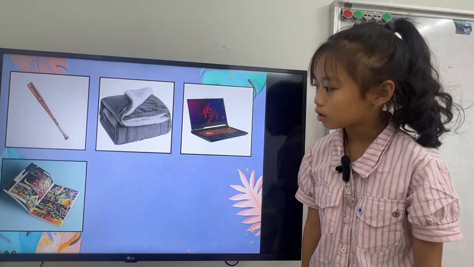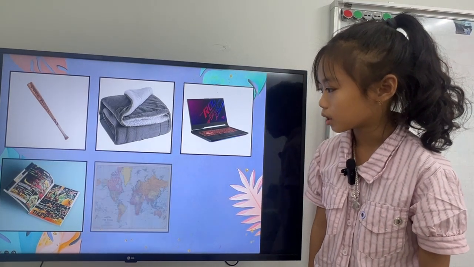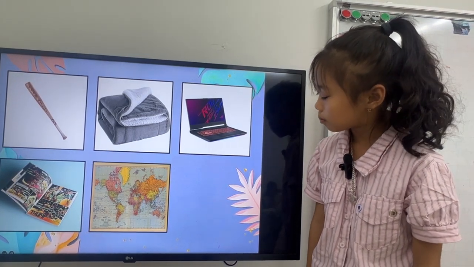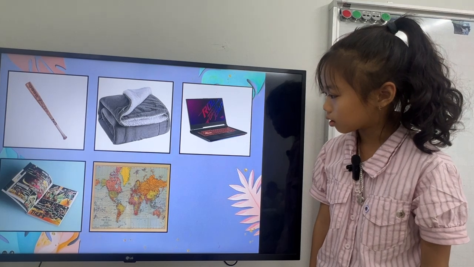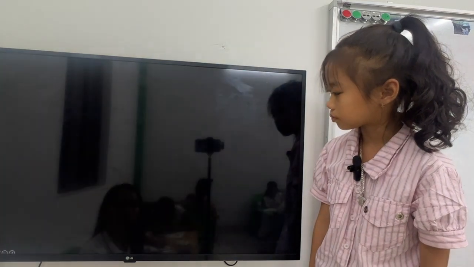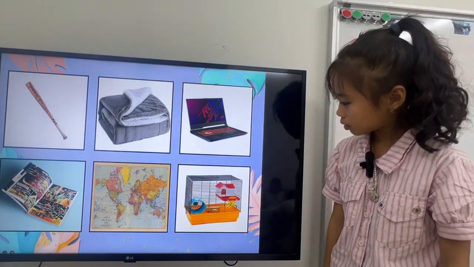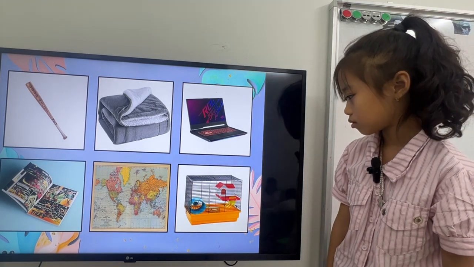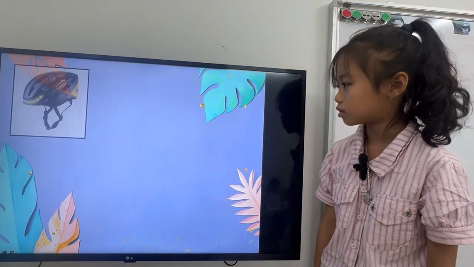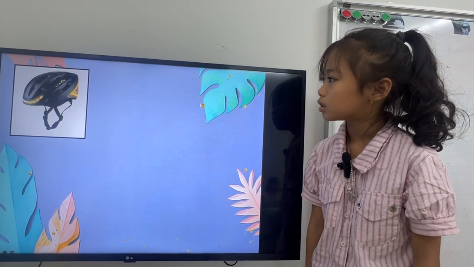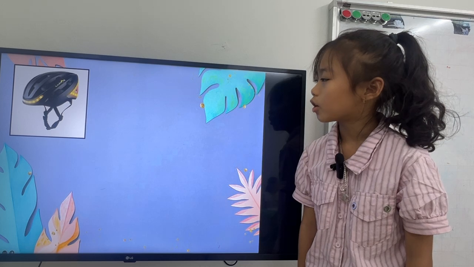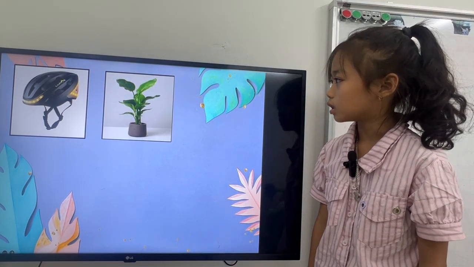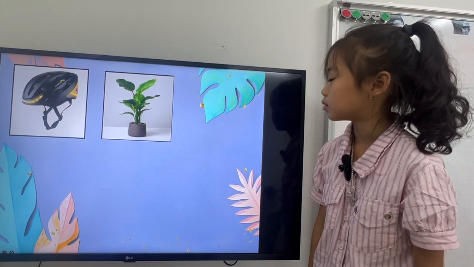This is a comment. This is a map of the world. This is a cage. This is a helmet. This is a plant.